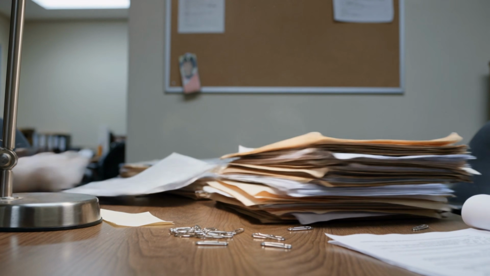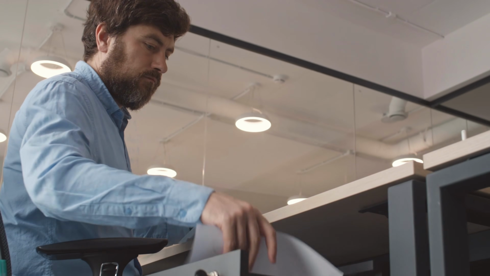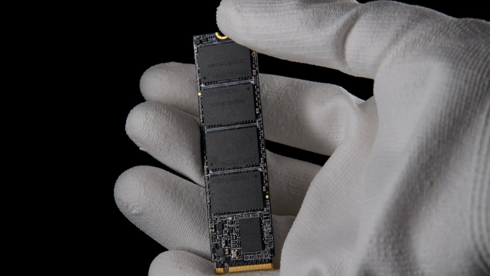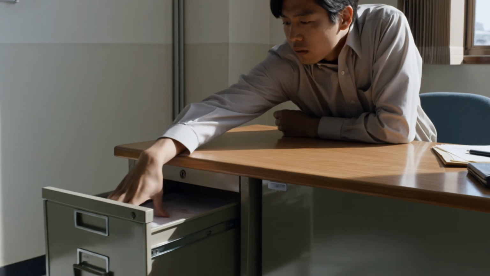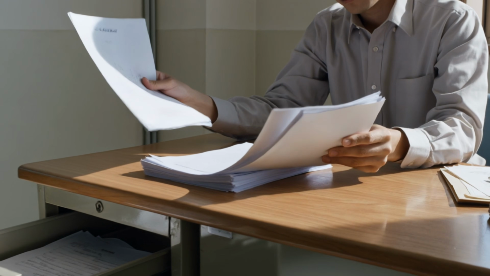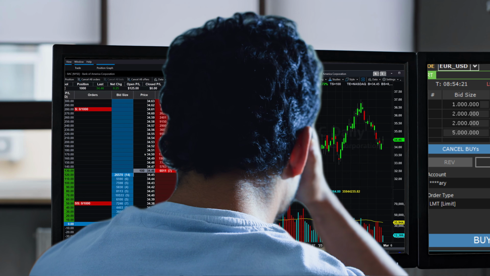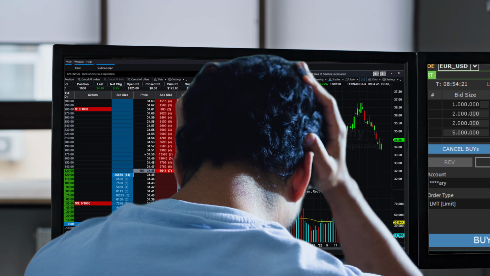And here's what happens when you hit that wall. Your platform runs out of room on the desk and it starts shoving stuff into the filing cabinet, which in computer terms means it's shoving things into your hard drive. Even on a fast NVMe modern drive, pulling something from the filing cabinet is hundreds of times slower than grabbing it off the desk. That's your frozen DOM. That's your stuck chart. That's your order that doesn't fill.